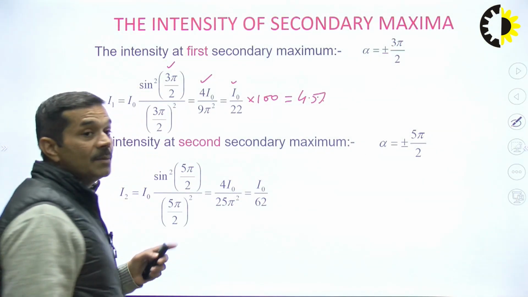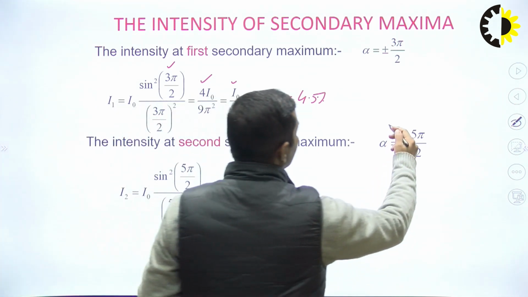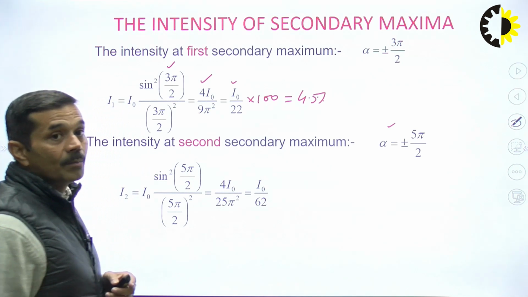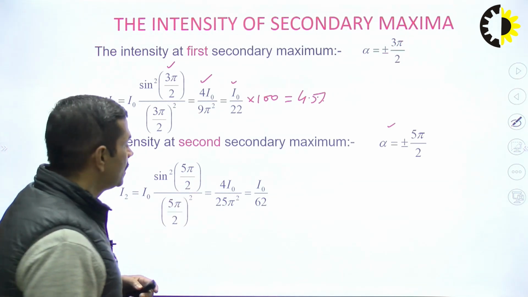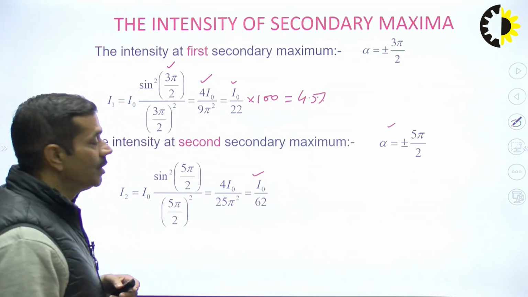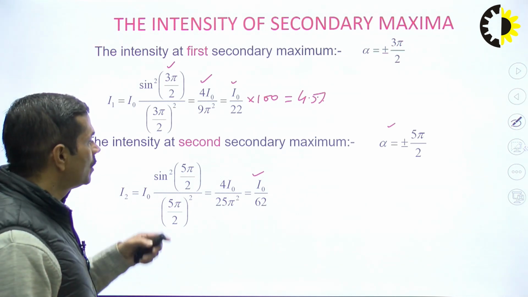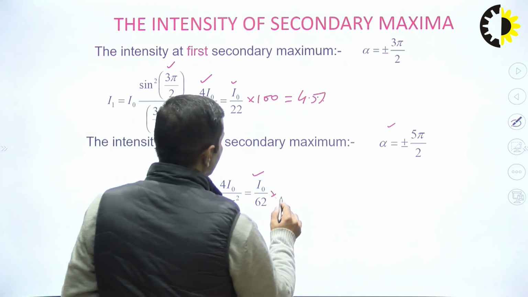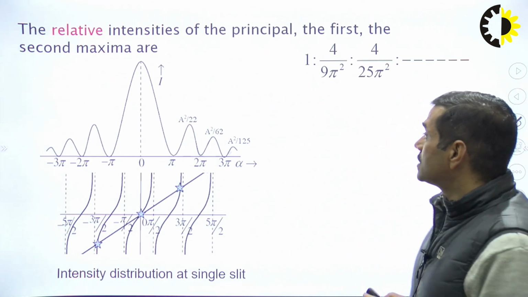Then similarly, we can calculate the intensity at the second secondary maximum. We know that alpha for the second secondary maximum is plus minus 5 pi by 2, and if we put this value in the intensity equation, the intensity at the second secondary maximum will be only I naught divided by 62. If you want this value in percentage, we multiply by 100. So we can calculate the intensity at the secondary maxima.